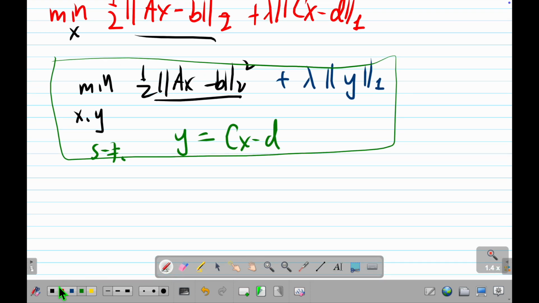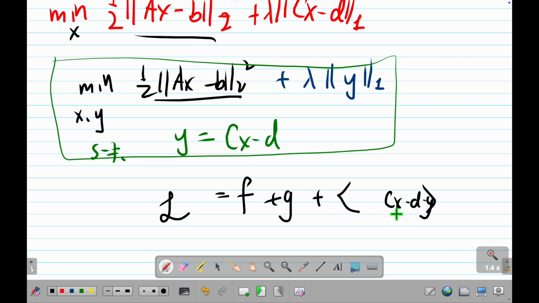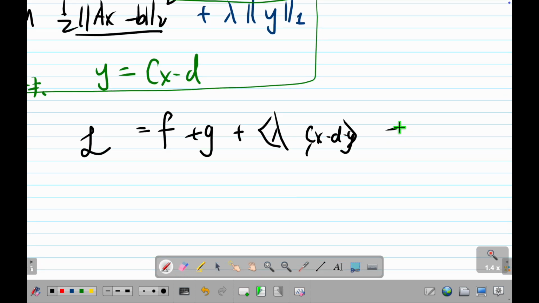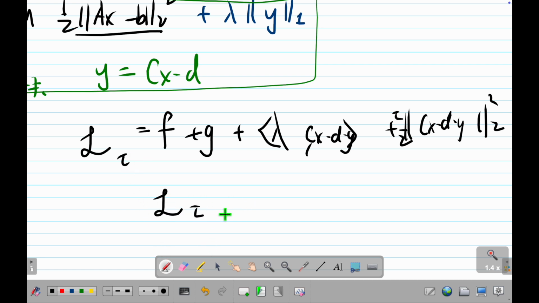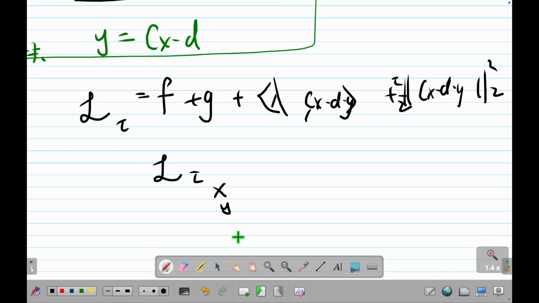What is ADMM? You build a Lagrangian. This is f, this is g, and then you put this inside: Cx minus d minus y, with a Lagrange multiplier called lambda. This is the Lagrangian, but in ADMM you work with something called the augmented Lagrangian. So basically, yes, you add a penalty here. This is tau, a penalty parameter, so this is an augmented Lagrangian under tau. Then you do gradient descent on x, gradient descent on y, and then gradient ascent on lambda. Then this thing is ADMM.